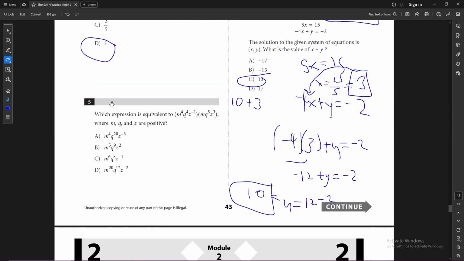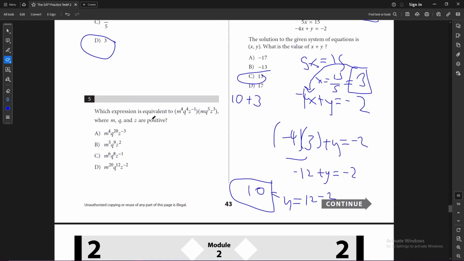Question number 5. Sorry for skipping. Which expression is equivalent to, where M, Q, and Z are positive? The hardest thing about this question, guys, is actually reading the question because it's very long, and it's actually easier to solve it than to read it, to be honest.